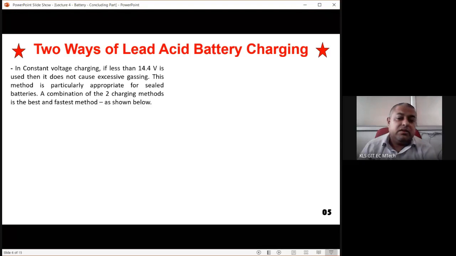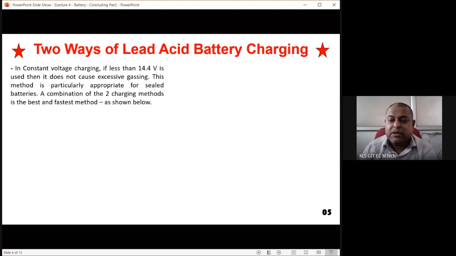If we are trying to charge the battery very fast, at that time gases created inside the battery also will be more, and the more gas created, the more pressure it will create inside the battery. The more pressure the gases create inside the battery, efficiency and lifetime will reduce. So in constant voltage charging, less than 14.4 volt is used, so this is the input charging voltage.